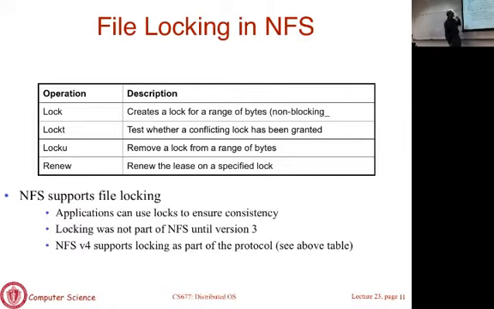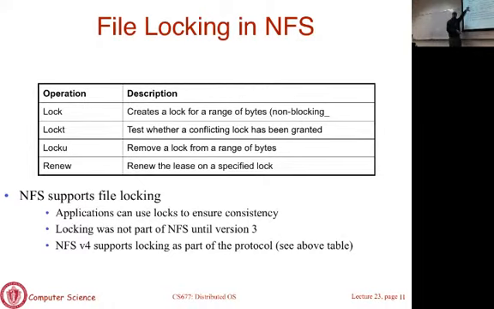So what is shown in the table here are the NFS calls that allow you to lock a file. You can lock a range of bytes. You don't have to lock the whole file. You can say lock bytes offset X to Y. You can lock a part of the file, you can lock the whole file, and so on.